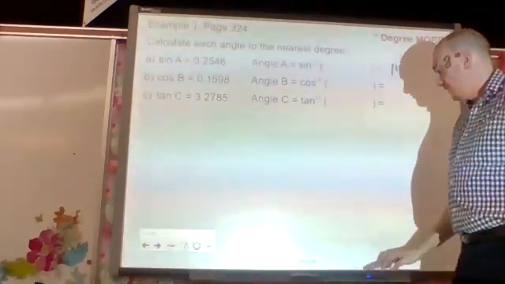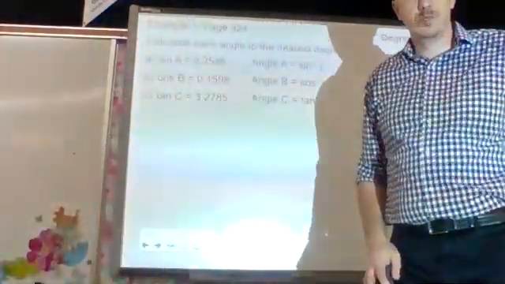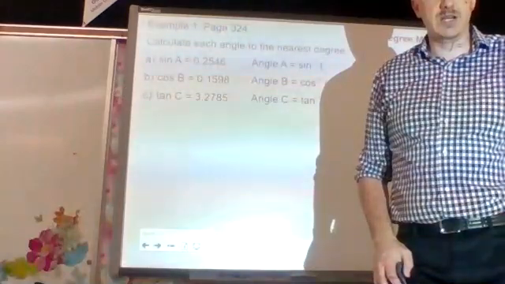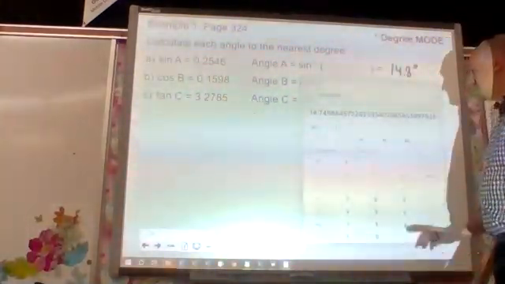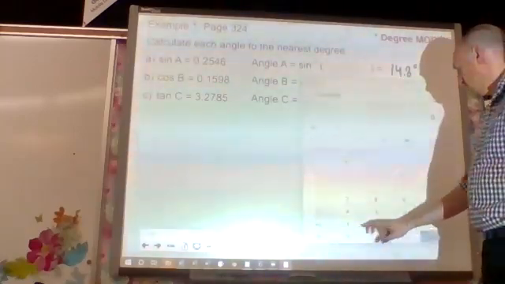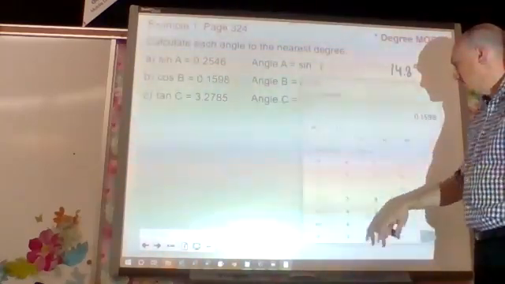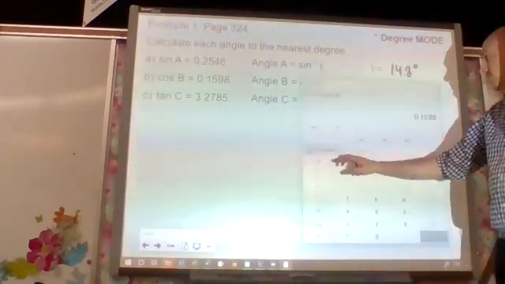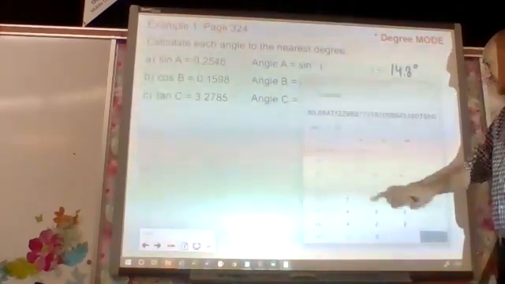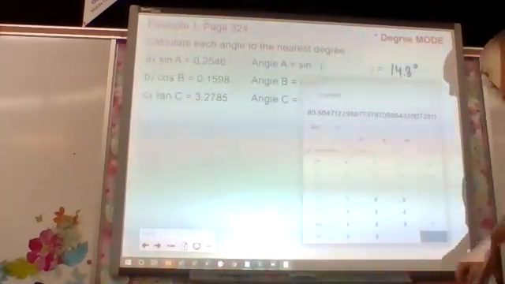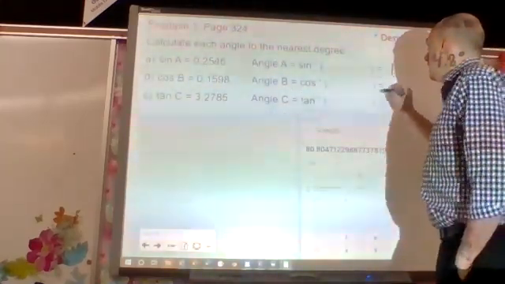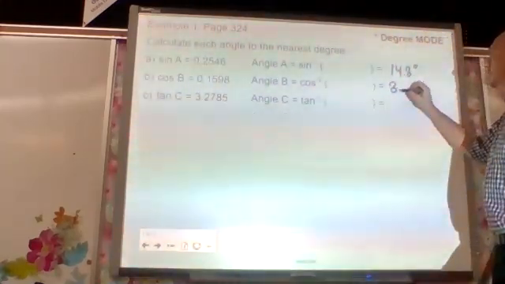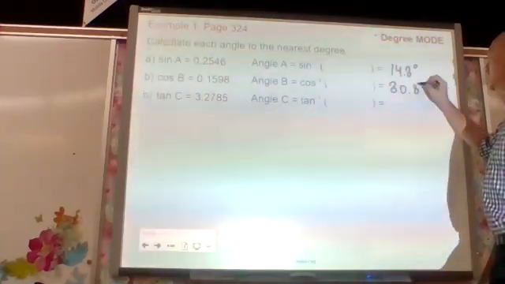Cosine inverse of 0.1598. Wish sometimes that I had this menu bar. Cosine inverse of 0.1598. That trig second function, I want the cosine inverse of that. 80.8 degrees.